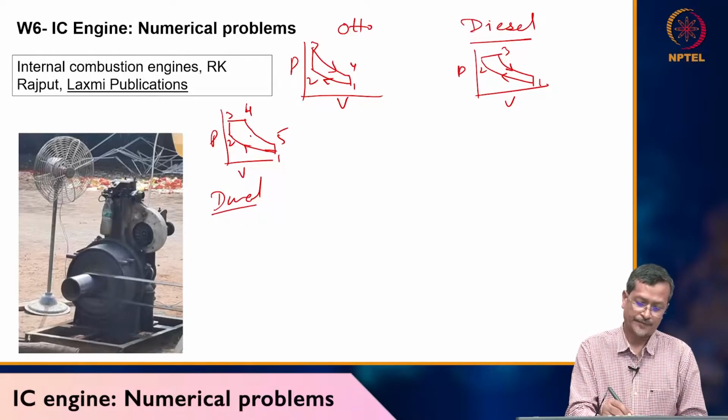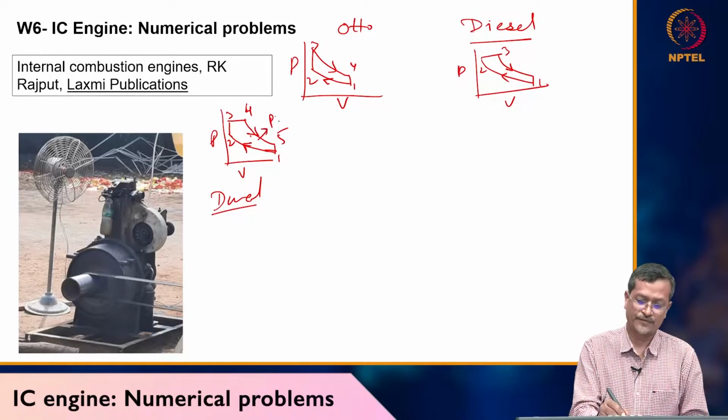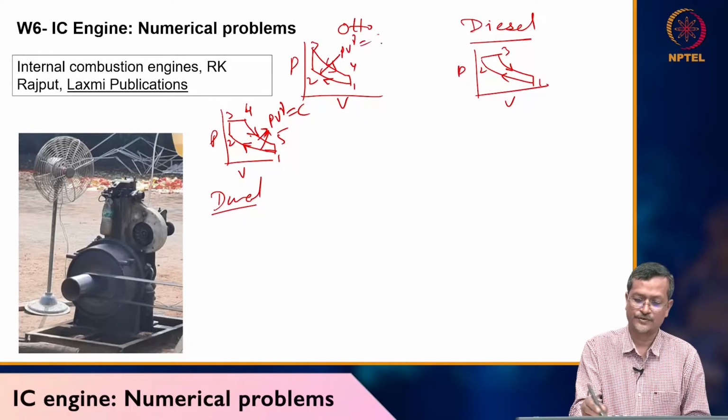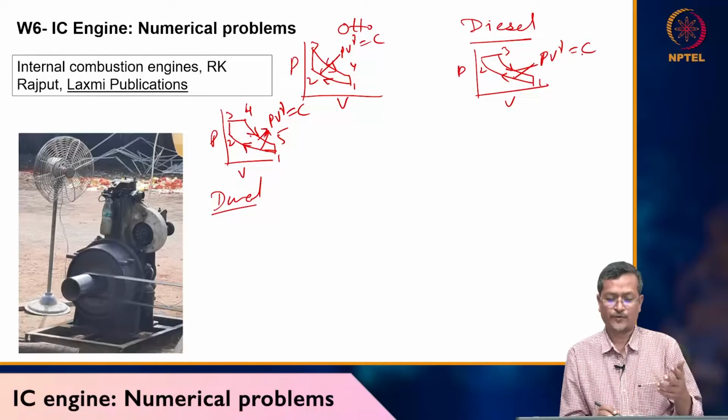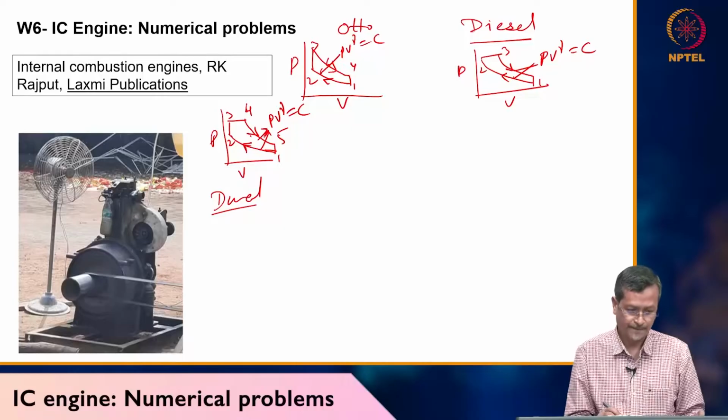Fluid compression will be happening, expansion will be happening, so we are getting power. PV to the power gamma equals constant. Here also PV to the power gamma equals constant. There also the same thing is happening, PV to the power gamma equals constant. Now through the problem we'll try to find the temperature and pressure at different points, what the efficiency is, and different other parameters also.